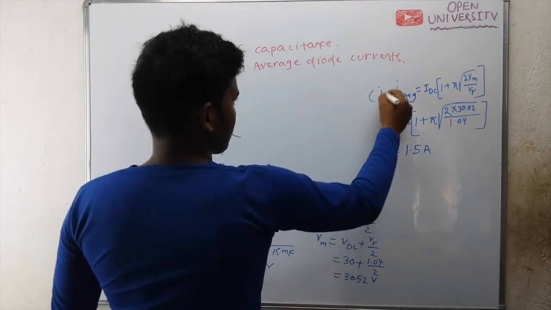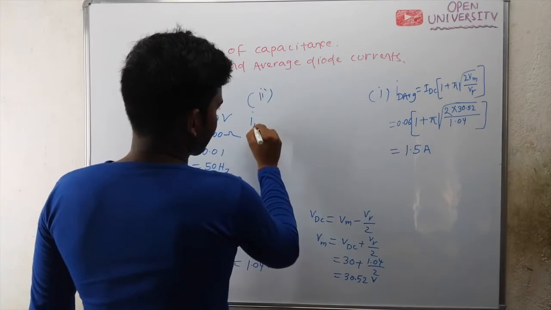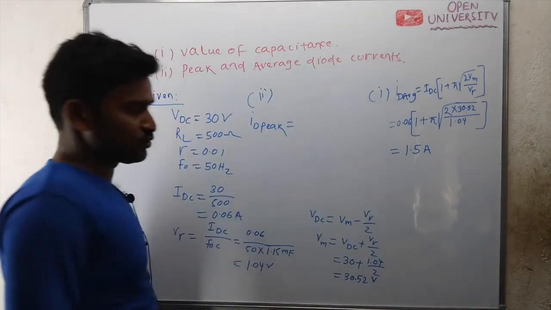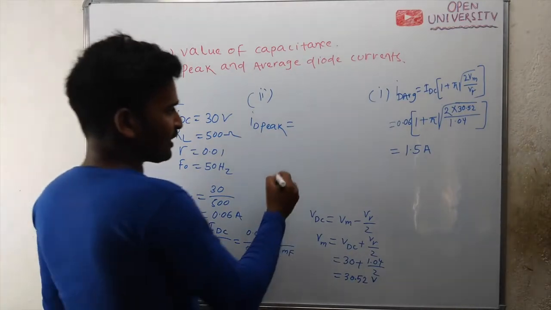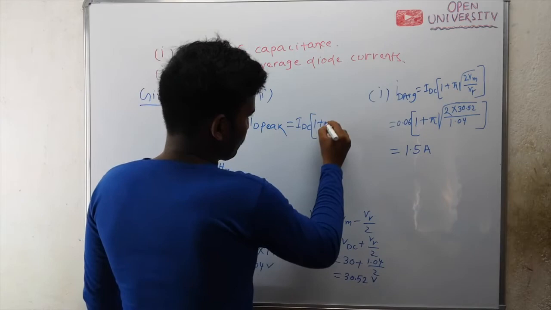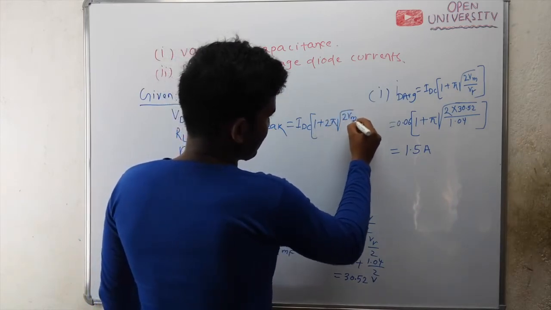Okay. Second question is, what is ID peak? What is the maximum current through the diode? The formula for ID peak is IDC into 1 plus 2 pi under root 2 Vm by Vr.